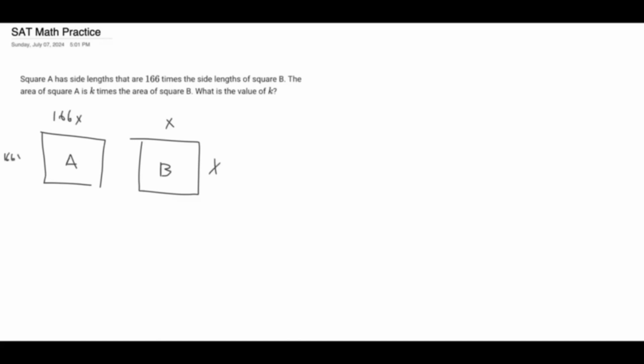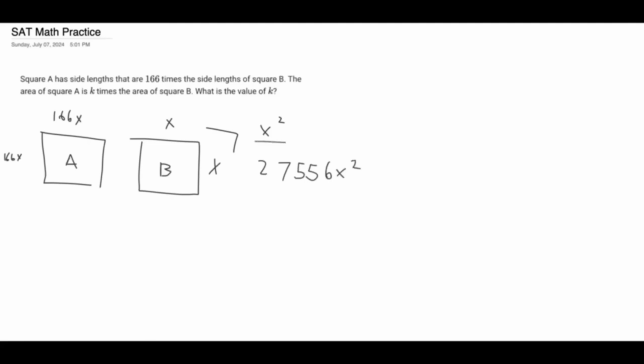And so to find the area of a square, we'll just do length times width. So if we have X times X, that will give us X squared. And then we want to set this in proportion to 166x times 166x. So what that's going to give us is 27,556x squared. All right, so now we want to compare these two numbers, right?